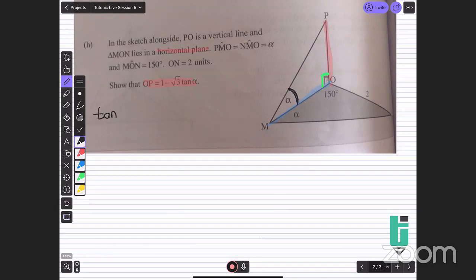Okay. Just make sure that OP over OM, right? So now we solve for OP because they want OP, right? So it's going to be OM times tan of alpha. You guys happy? Okay. But now they want all this nonsense here. So how are we going to get that? Okay. So we have to find an expression for OM. Do you guys agree? We have to convert OM into something.